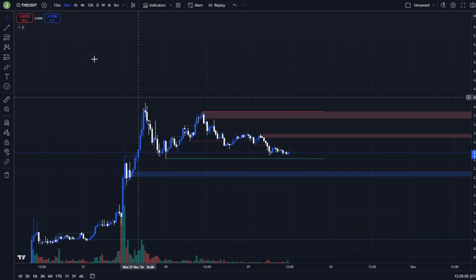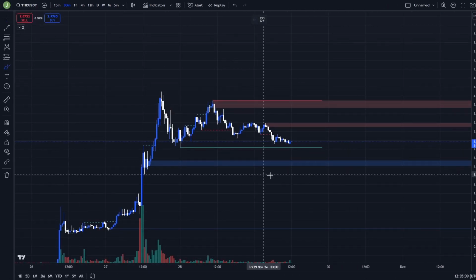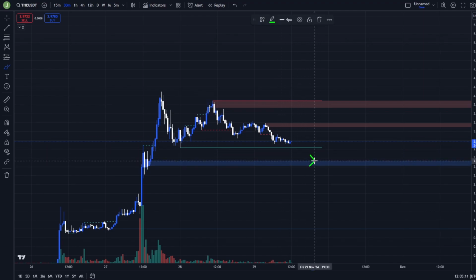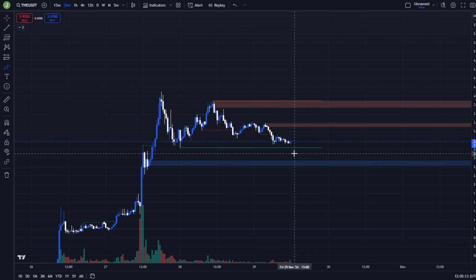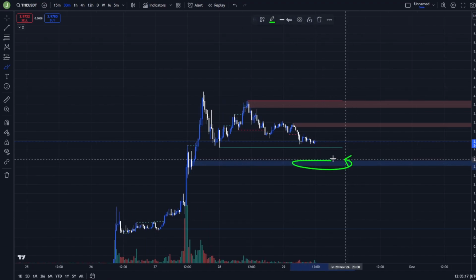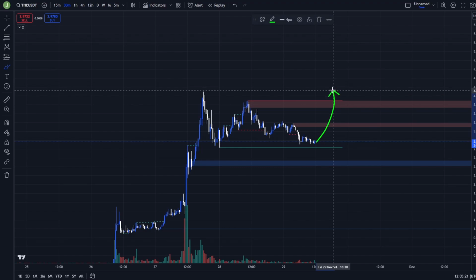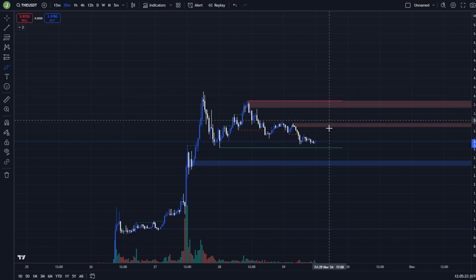Of course, this is not the only setup that I'm watching on this coin, because there is absolutely zero guarantee that we are going to retest this area. I think it would be really great, and right now there is still some probability that we will. But if there is a pump from this level, then I'm watching this other setup.